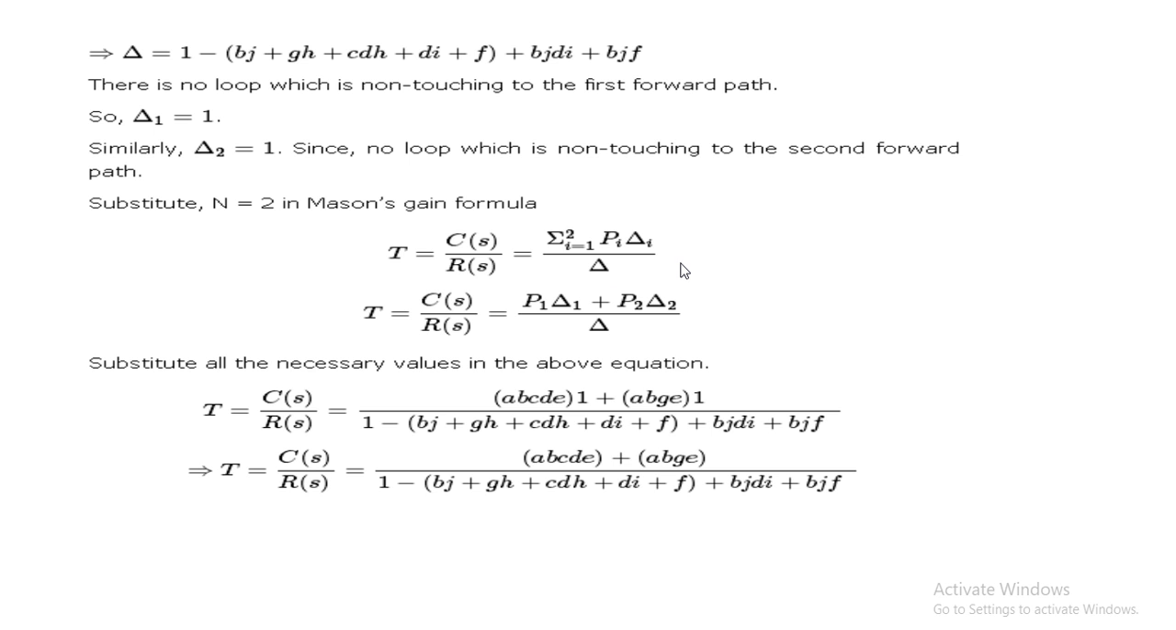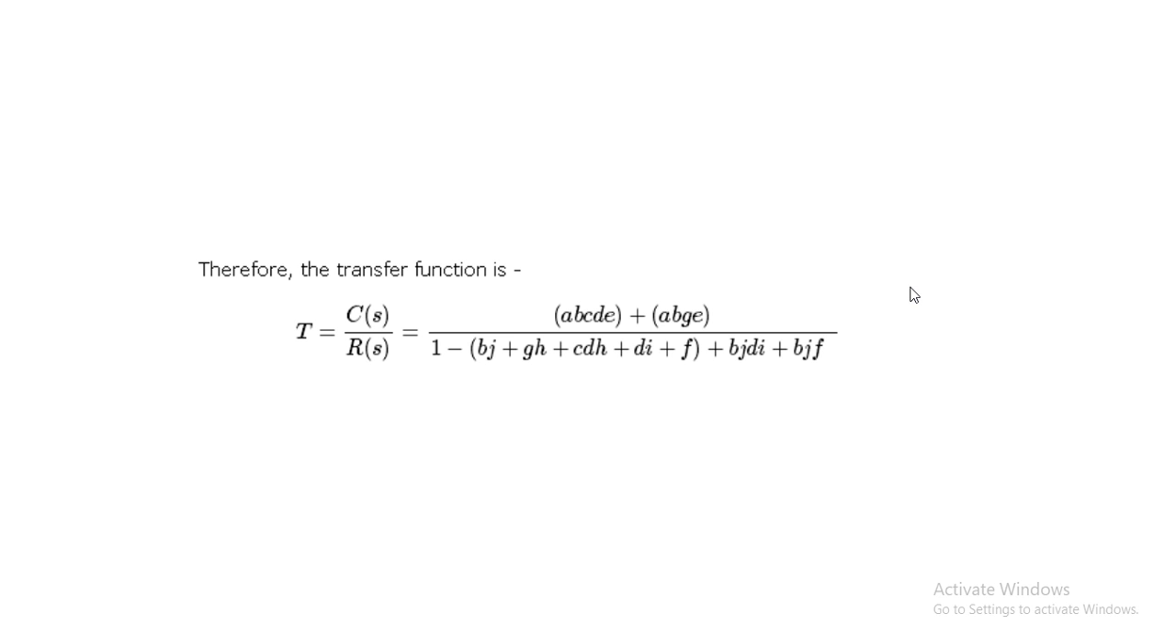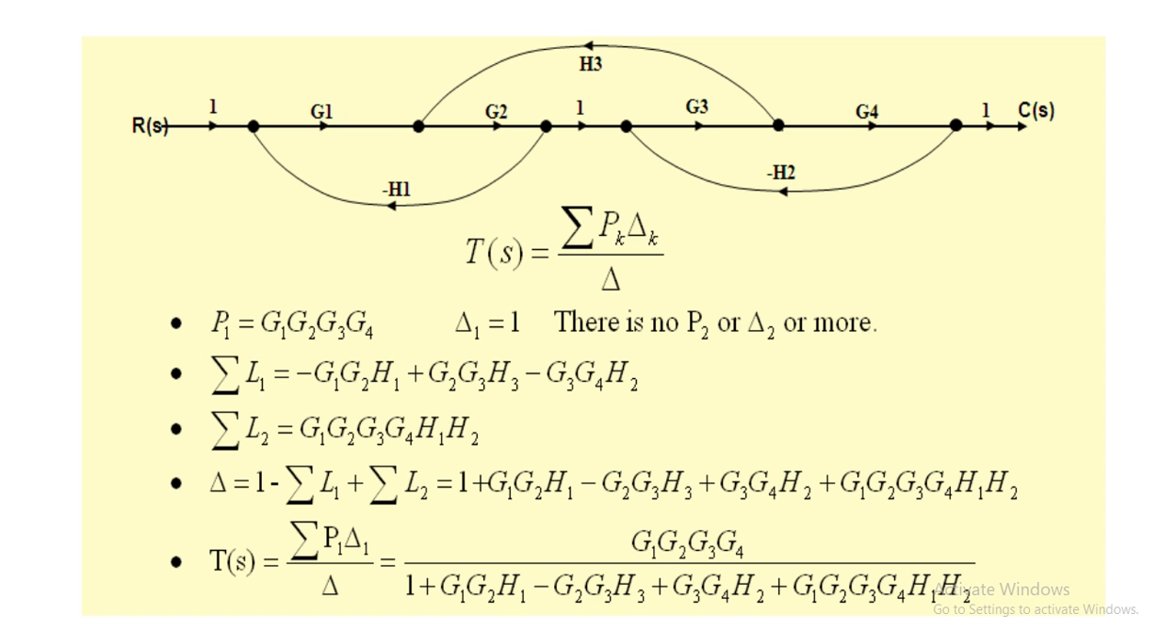Okay, so let us see another example. So this is the transfer function of the above example. Let us say another example. So directly we will solve this because it will be very easy for you to understand. So here now transfer function is summation pk delta k. So k either it will be k or I, just as I have told you. So this transfer function is equal to summation pk delta k divided by delta.